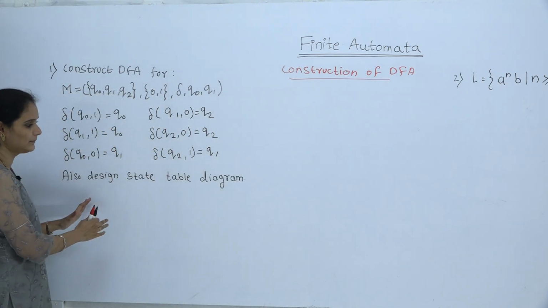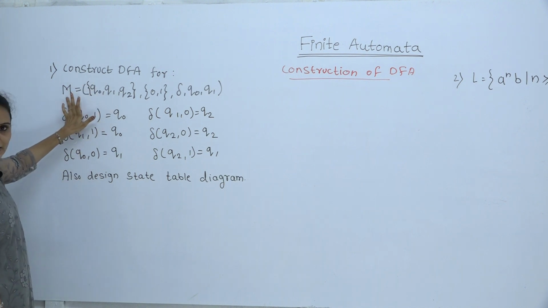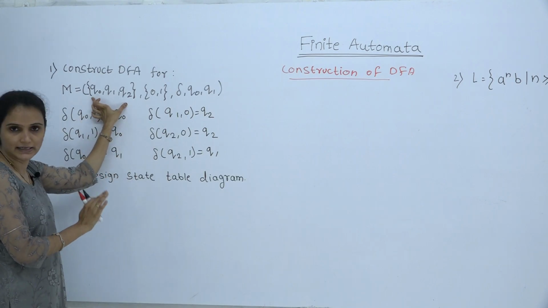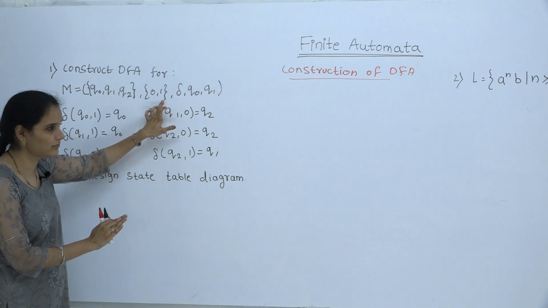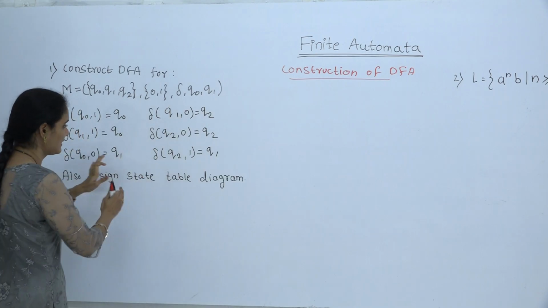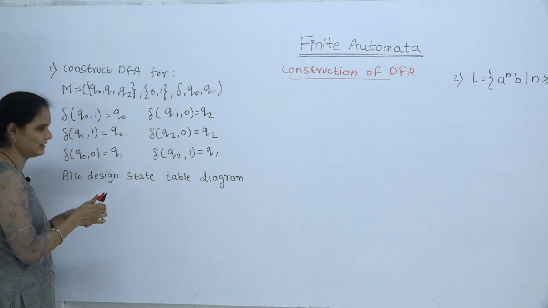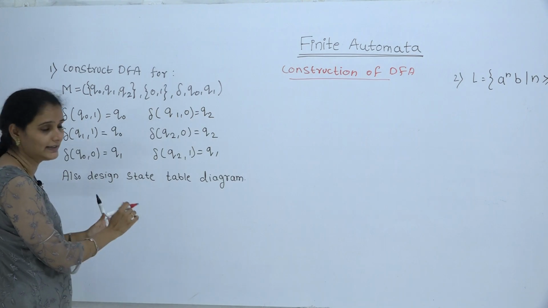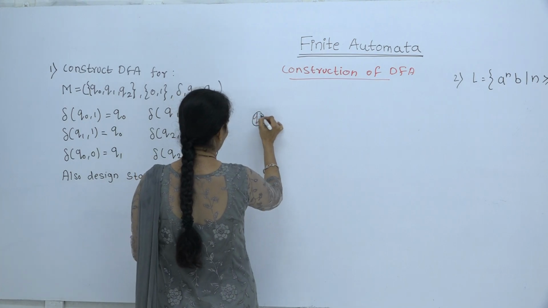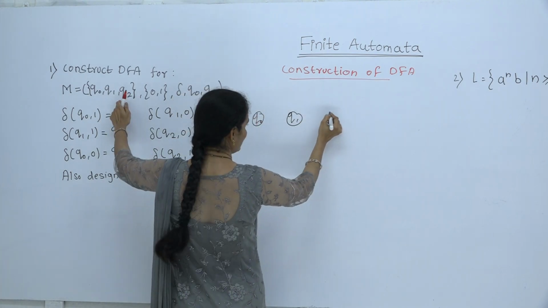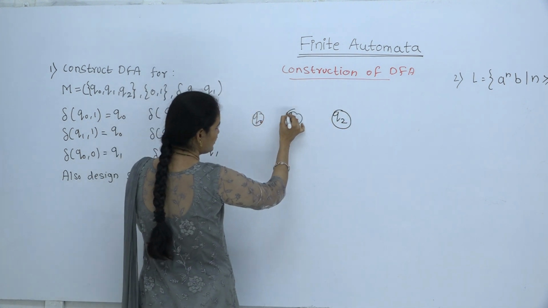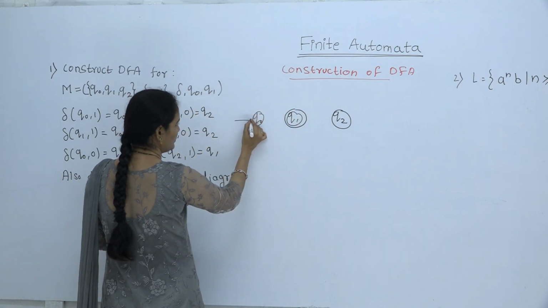So here in that particular example, the tuples are given, means q0, q1, q2, directly they have given three states. 0 and 1 are the input alphabets, then delta, q0 is the initial state, q1 is the acceptance state, and the transition functions are given. So here it is very easy to design the DFA, means q0, q1 and q2. q2 is the acceptance, q1 is the initial, q0.